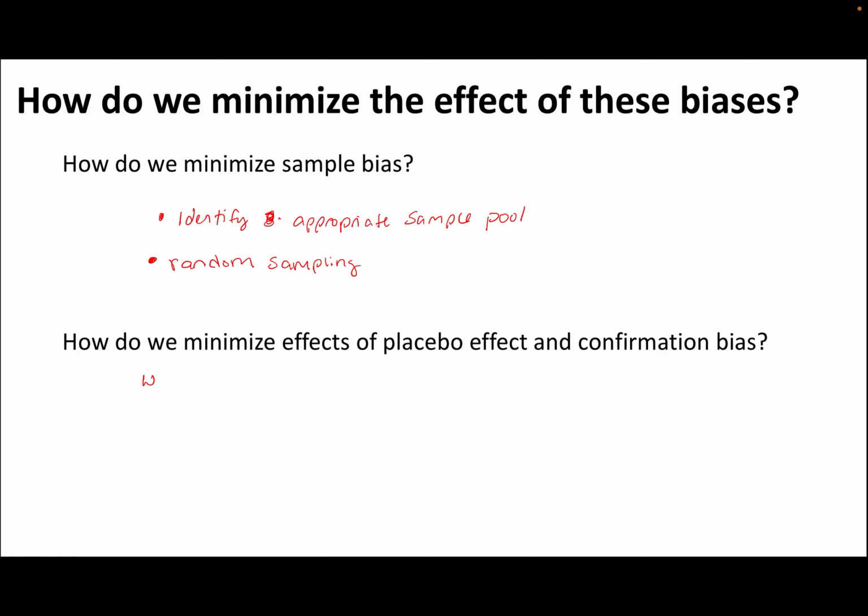In terms of the placebo effect and confirmation bias, the way that we're going to minimize these is with blind studies. And there's actually two different kinds of blind studies that can occur. The first type of blind study is called a single blind study. In a single blind study, the subject doesn't know if they are receiving the true treatment.